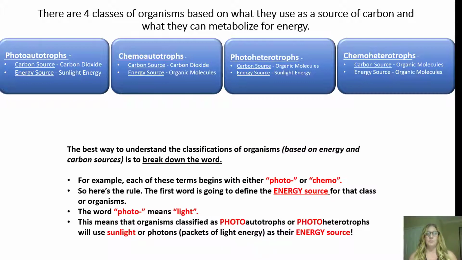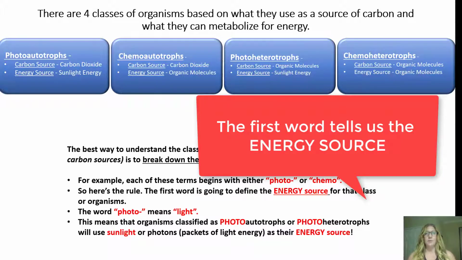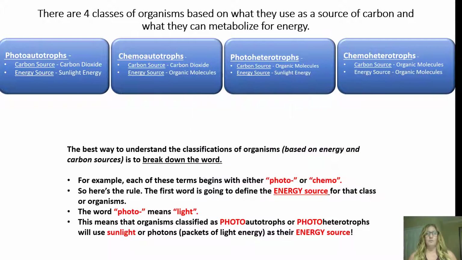So here is the rule. The first word is going to define that organism's energy source. The word photo means light, as in sunlight. This means that organisms classified as photoautotrophs or photoheterotrophs are going to use sunlight or photons, which are packets of light energy, as their energy source.